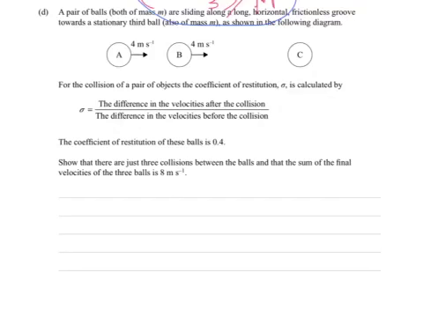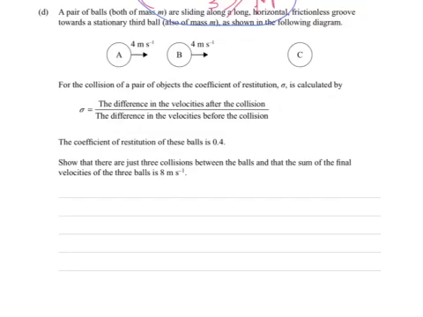For the collision of a pair of objects, the coefficient of restitution, small sigma, is calculated by sigma equals the difference of velocities after over the difference of velocities before. And the coefficient of restitution of these balls is 0.4. Show that there are just 3 collisions between the balls and the sum of the final velocities is 8 meters per second. Well, okay, you could do this a number of ways, well, 2.